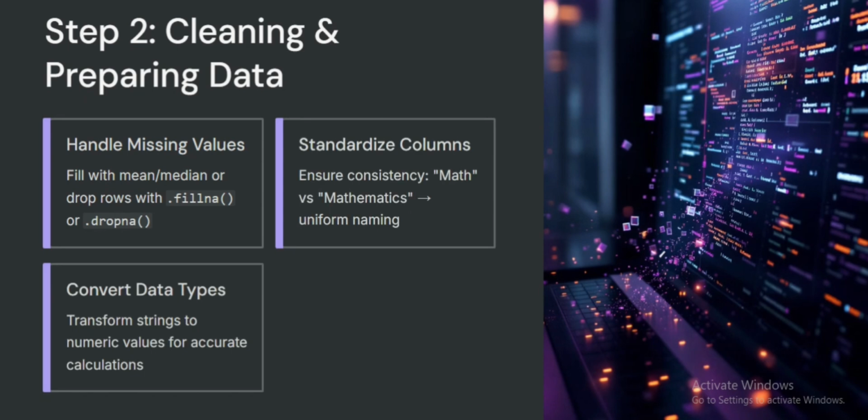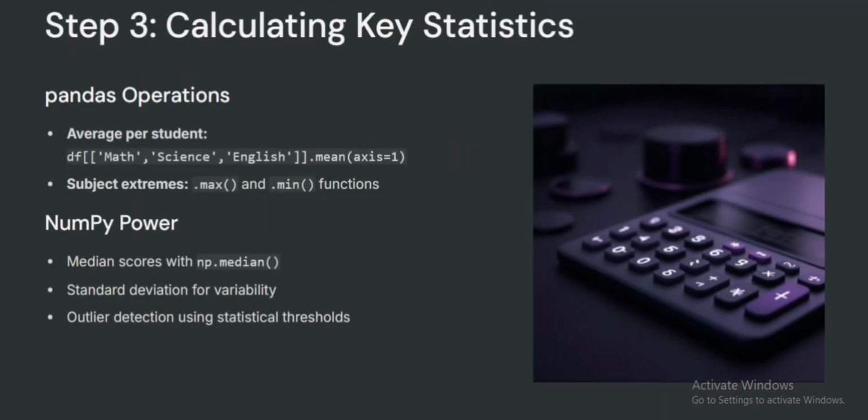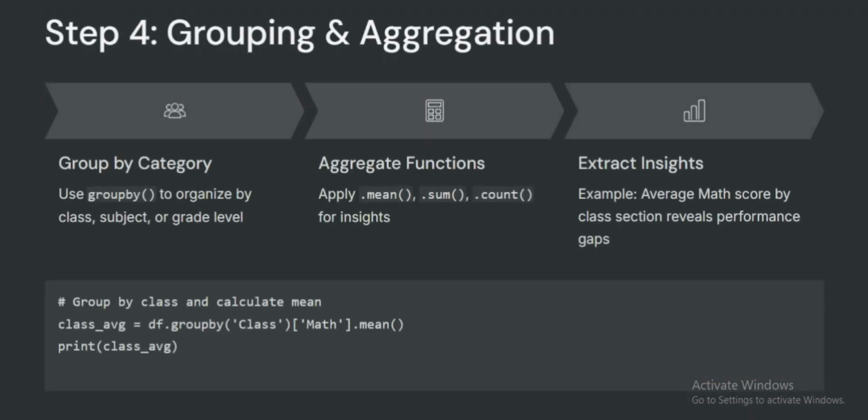Data cleaning. Before analysis, data must be cleaned. In this project, we handle missing values by replacing them with the average marks of that subject. This step is called data pre-processing. Data analysis. After cleaning the data, we calculate average marks for each student. We also calculate subject wise statistics using NumPy.